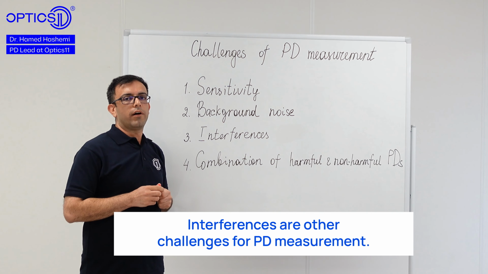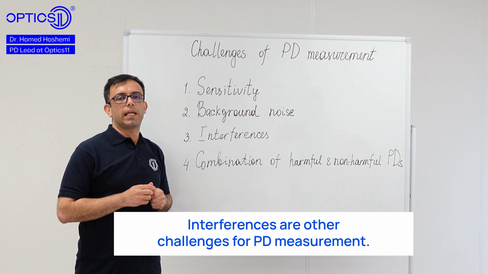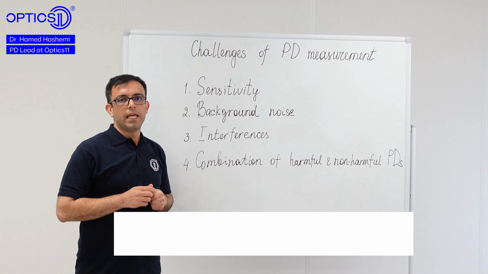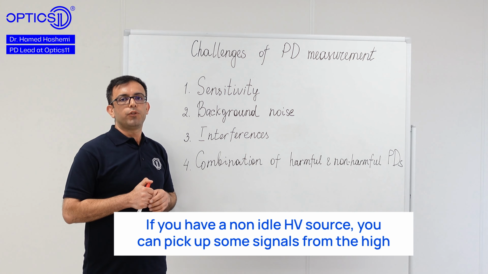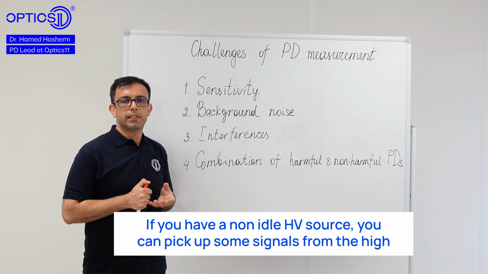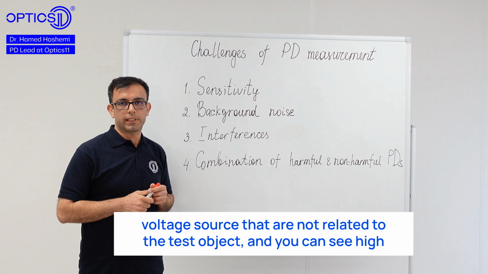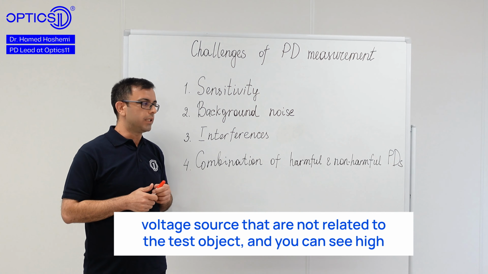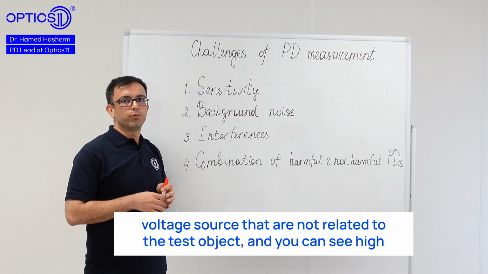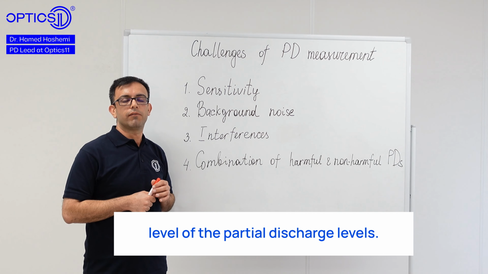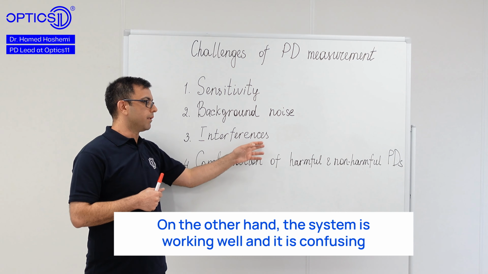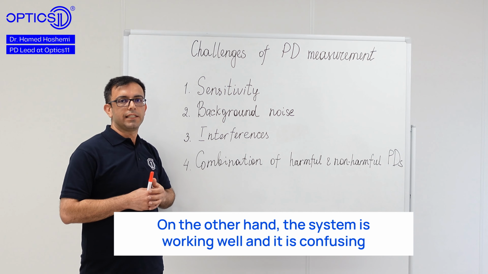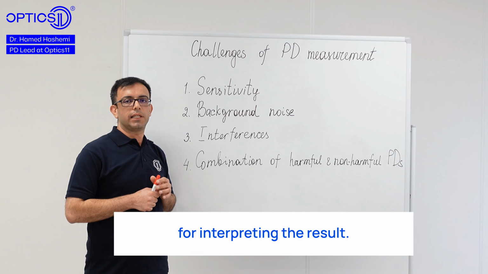Interferences are other challenges for PD measurement. If you have a non-ideal HV source, you can pick up some signals from the high voltage source that are not related to the test object. And you can see high level of the partial discharge levels. On the other hand, the system is working well and it is confusing for interpreting the result.